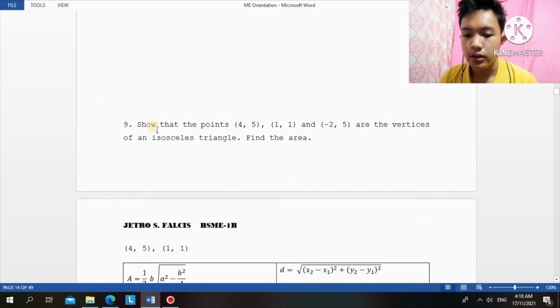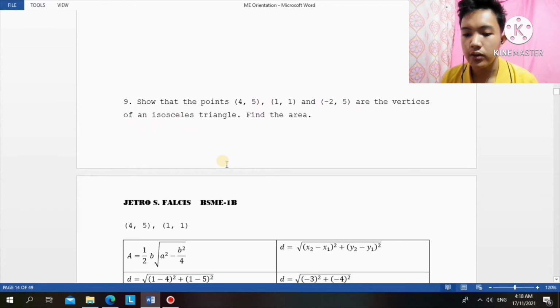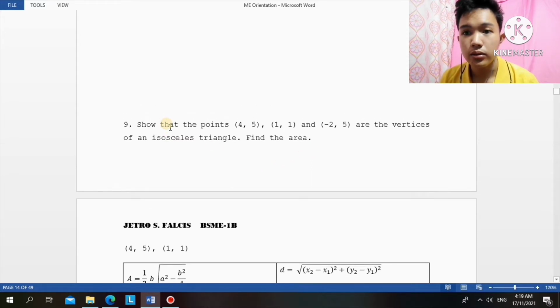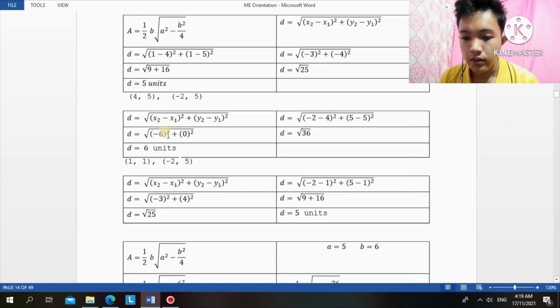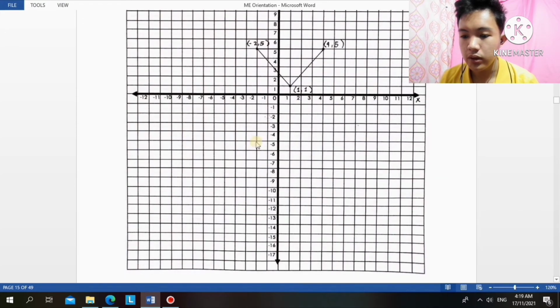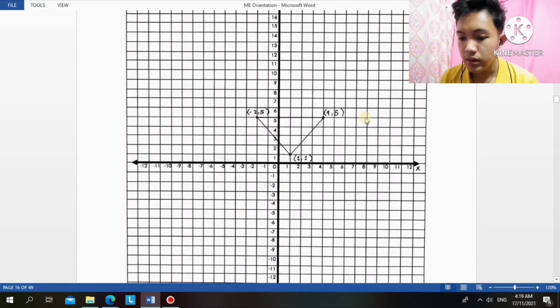So number 9, show that the points 4, 5, 1, 1, and -2, 5 are the vertices of an isosceles triangle. So find the area. So isosceles triangles, two sides are equal. This is our graph. So -2, 5, 4, 5, and 1, 1. So this is our triangle.